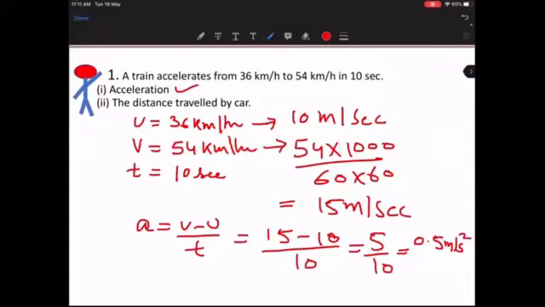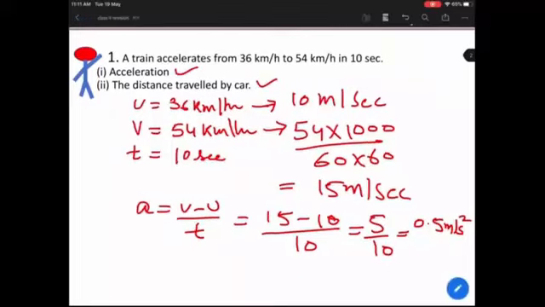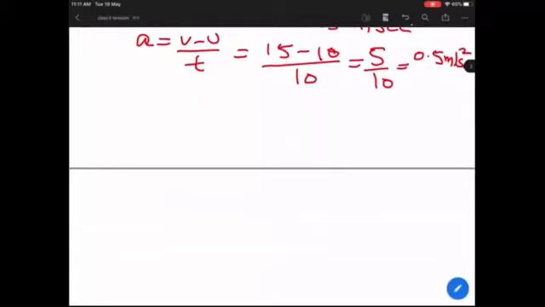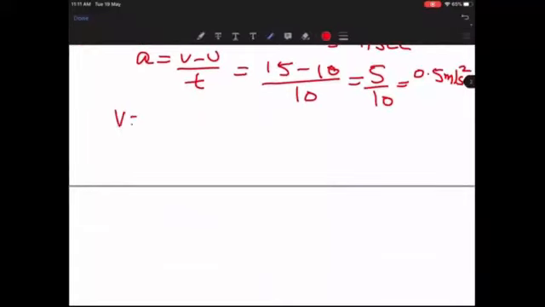Is it clear to each and every one of you? Okay. So now you've got the acceleration, and please do take care of the units also. Acceleration is meters per second square. Okay. So now he also wants you to calculate the distance traveled by the car. Now, what are the three formulas that you know? First is V is equal to U plus AT.